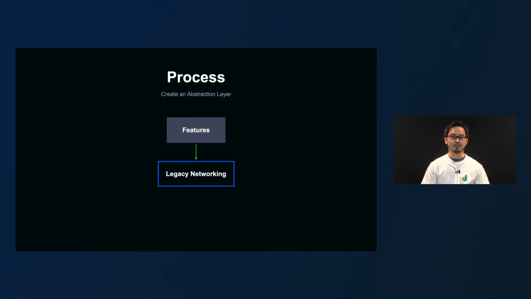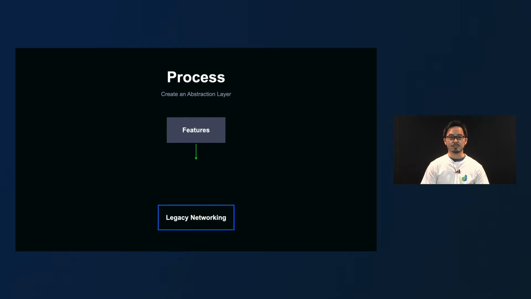From now on, I will name the SPDY networking as legacy networking. Currently the features are calling the legacy networking's interface directly. What we did first is we created an abstraction layer written in Swift, and we have the features call the abstraction layer instead. Behind the abstraction layer, we still call the legacy networking, so everything is still the same functionally.